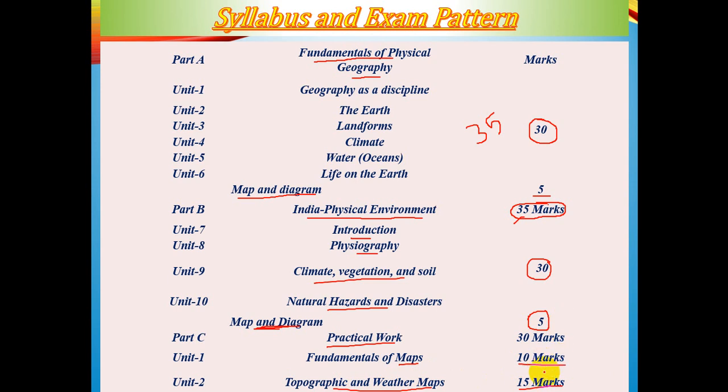Now the 5 marks are for your practical file or the record that you are going to make, and viva voce. The last part, the practical record, is not coming in the slide, just listen to the video. So altogether it makes 30 marks. So 35 marks for Part A, fundamentals of physical geography, 35 marks for Part B, India physical environment, and 30 marks for Part C, that is practical work. Altogether it makes 100 marks.